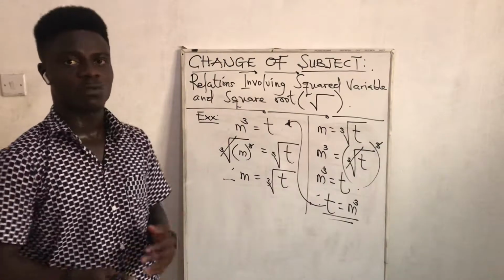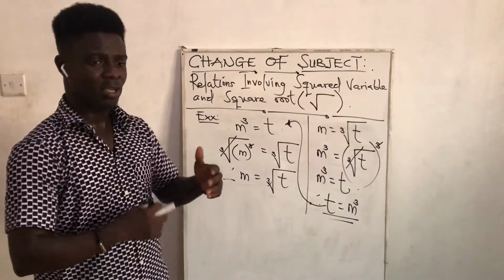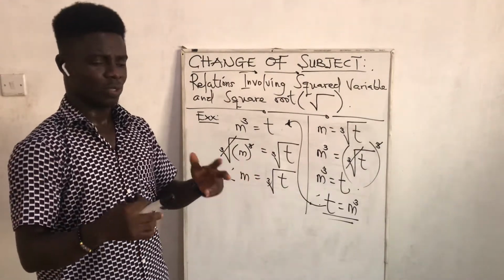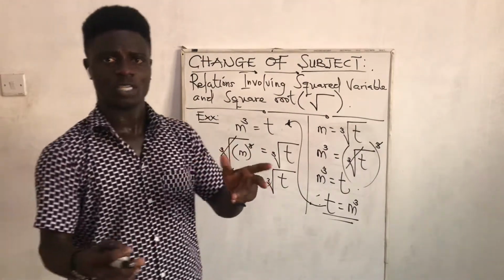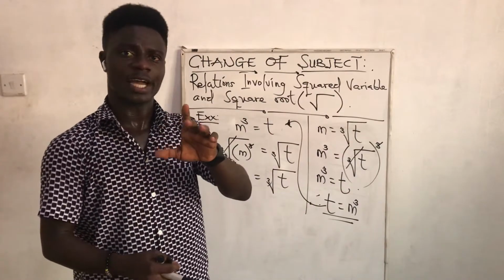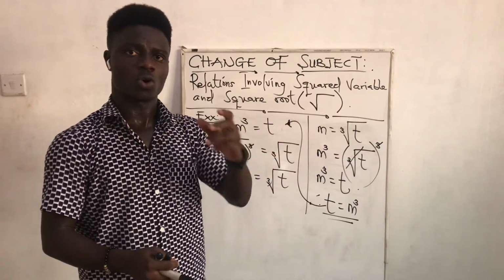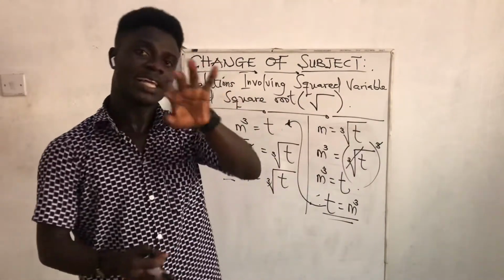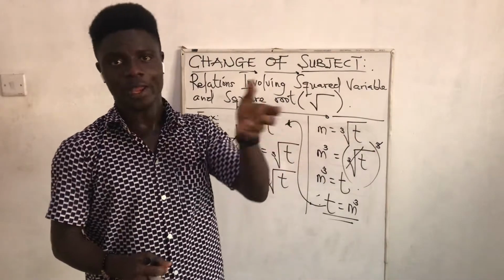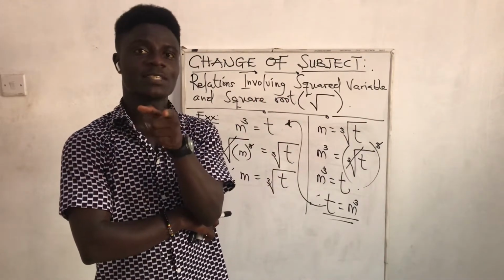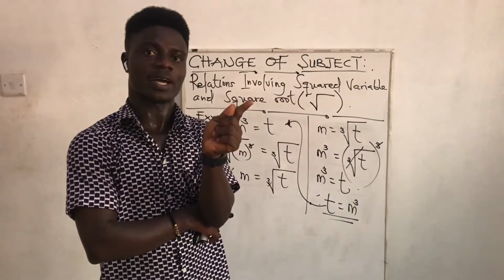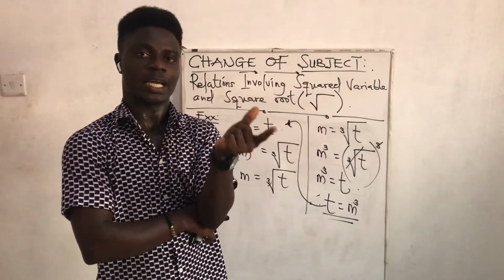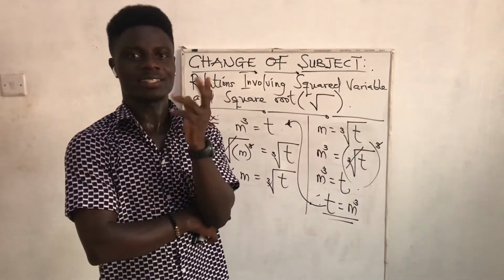We've done relations involving fractions, relations involving brackets, relations involving addition and subtraction. When you have a relation involving addition and subtraction, when a positive sign crosses the equal sign, or is transposed, you get a negative sign. And when a negative sign is transposed, we get a positive sign. So you put that into your memory.